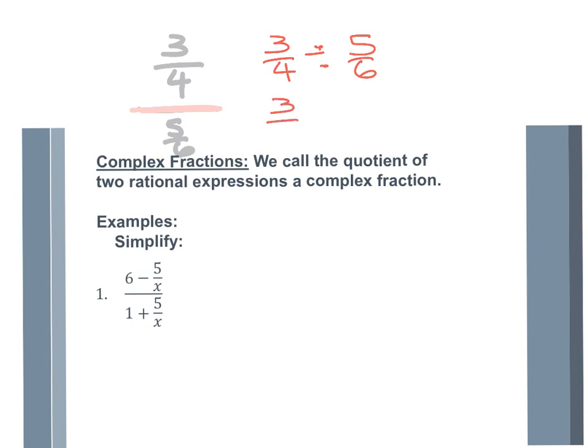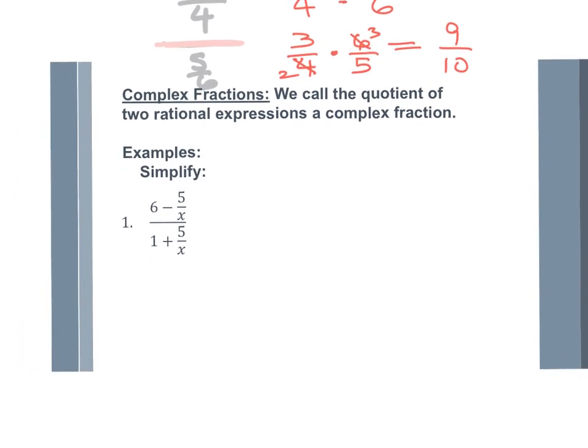So we keep the first or the top fraction the same, we change it to multiplication, and then we flip the second one upside down. And now we multiply straight across. So I could do 3 times 6 and get 18, and 4 times 5 and get 20, or I can simplify before I multiply. I could change this to a 2, this to a 3, and then get 9 over 10. So this is basically a simplified process of what we're going to be doing here.